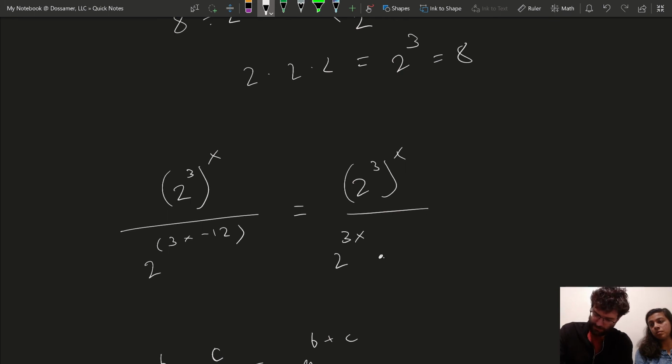Now, why do we care? Because if we go back up, we're going to see that we have 3x minus 12. So we have one term minus another term, which means that we can separate this out like this: 2 to the 3 to the x over 2 to the 3x times 2 to the negative 12. Like that.